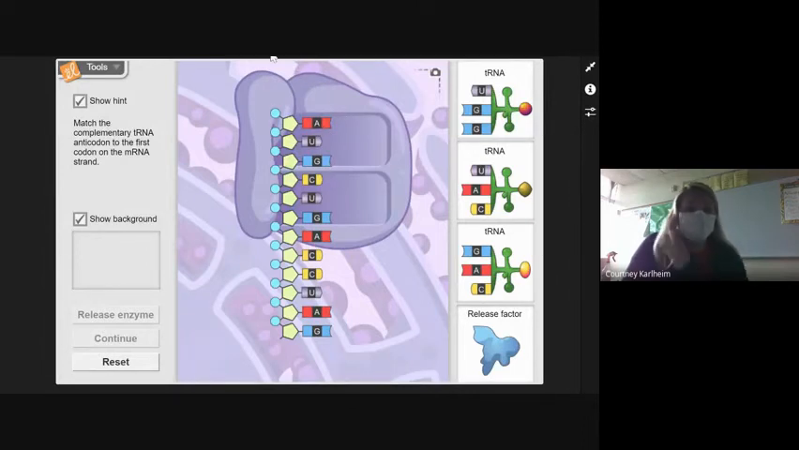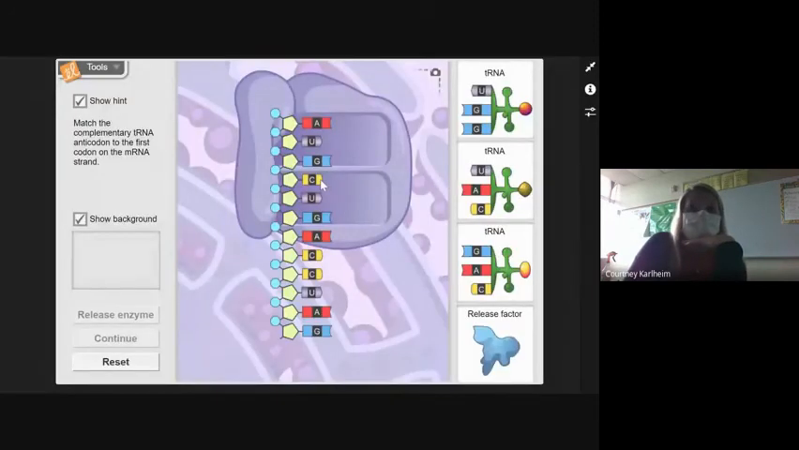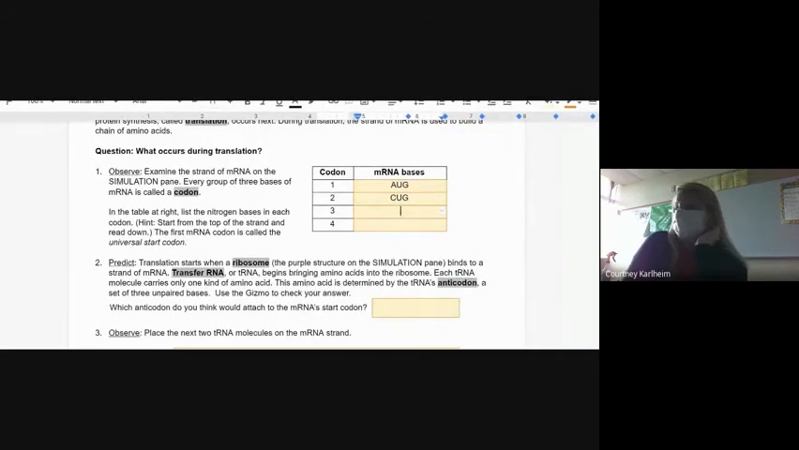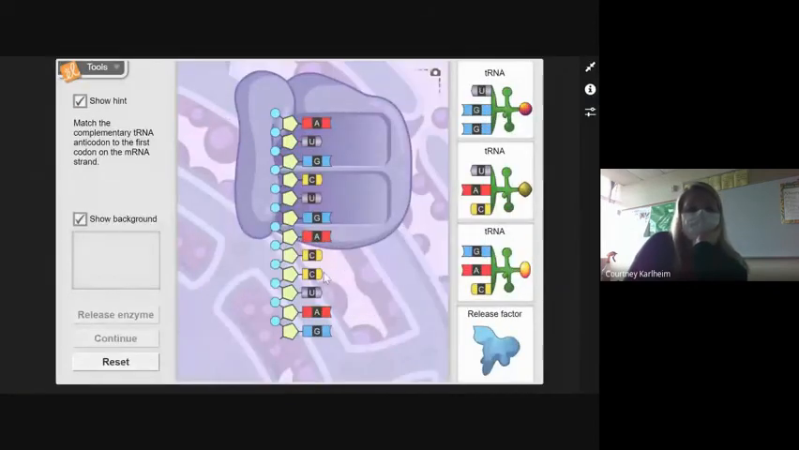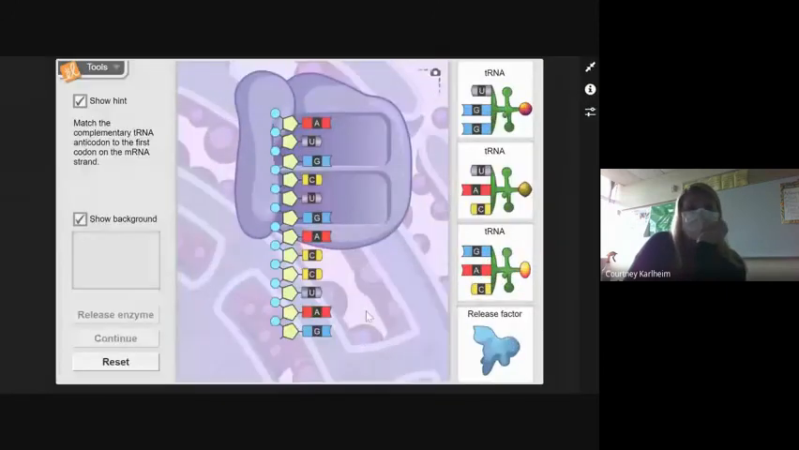So on our Gizmo, you just write AUG. Our second group of 3 letters is CUG. Then we'll read the next 3, which is ACC. And our last 3 down here at the bottom is UAG.